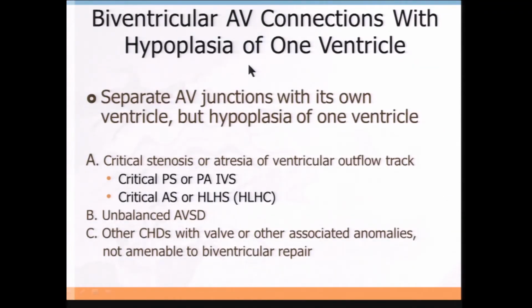And second type of functional univentricular heart is biventricular AV connection with hypoplasia of one ventricle. They have a separate AV junctions and its own ventricle, but hypoplasia of one ventricle. And this hypoplastic ventricle is too small to support any systemic or pulmonary circulation. The one is the heart disease with severe outflow tract obstruction, critical PS, PAIVS, or critical AS, hypoplastic left heart syndrome. The other one is unbalanced AVSD.